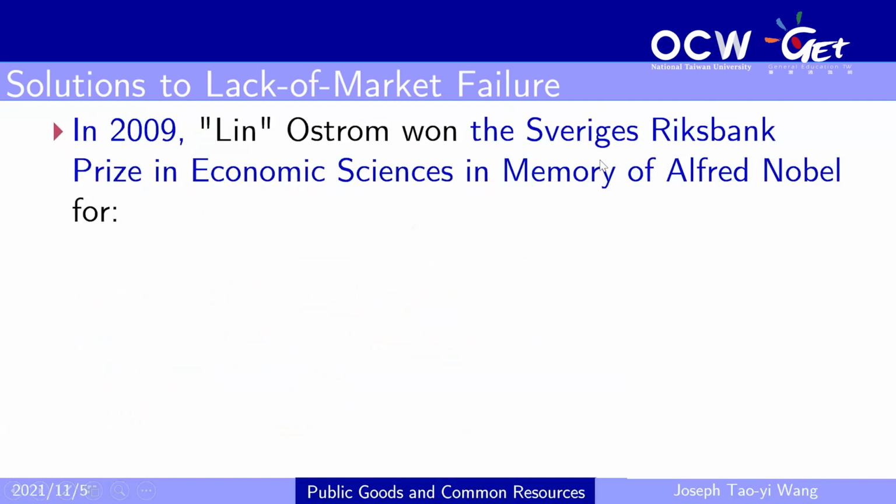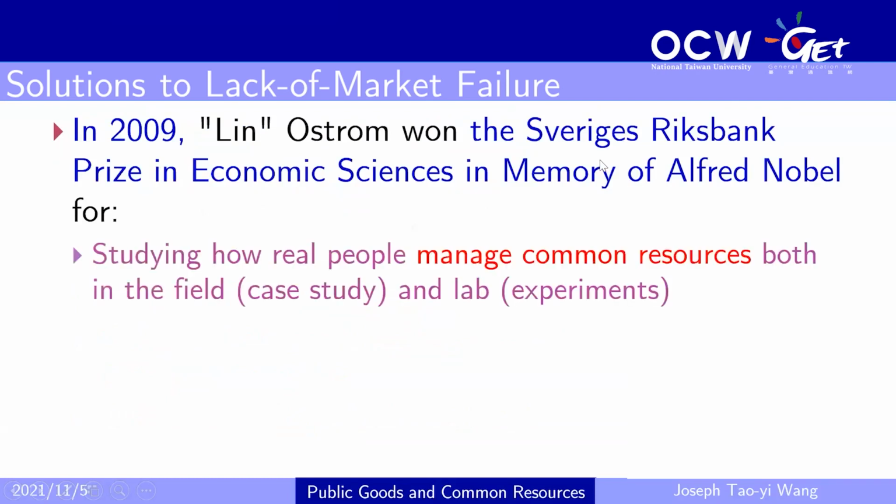Okay, so this is my favorite slide because I want to introduce two prize winners that are related to this. The first person is Elinor Ostrom. She won the 2009 prize. She's actually a political scientist, and she is the first female to win this prize in economic science. She is interested in this tragedy of the commons problem. So she studies how real people manage common resources.